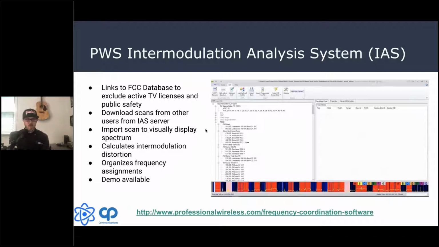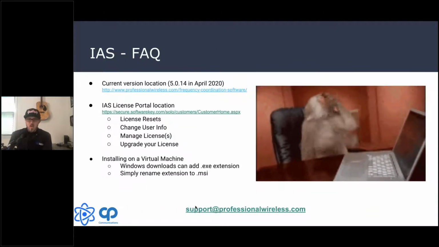Another thing is that when you import your scan, it visually displays along with your TV information. Obviously, it calculates intermods and organizes frequency assignment. We'll go into that, meaning you can separate things by zones and name it all, a really nice organizational aspect to IAS. Also, there's a demo available. Hopefully everyone on this has the software, and it is available at the link below, professionalwireless.com/frequency-coordination-software.